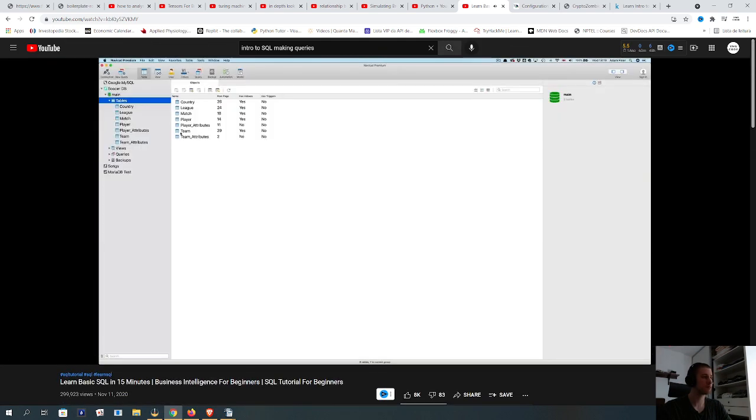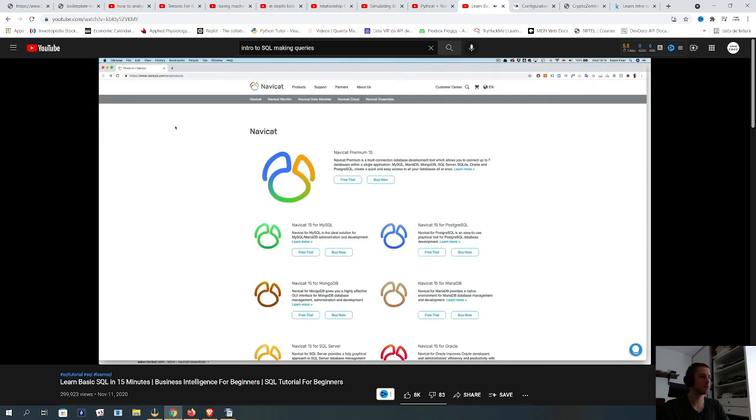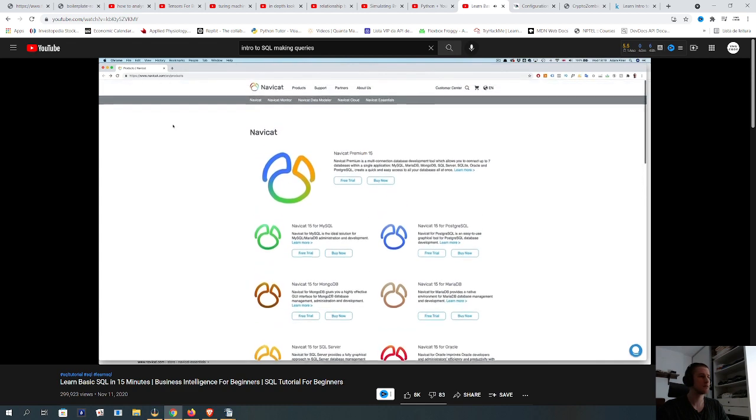containing data compiled from the FIFA video game by EA Sports, so soccer stats. I'll leave a link to the database in the description if you want to play around with it too. In terms of the tool I'm using to query the database, it's called Navicat. It's the premium version that allows you to connect to and query pretty much any relational database. But they also have a version for specific RDBMS like MySQL, SQL Server, etc. Link also in the description.